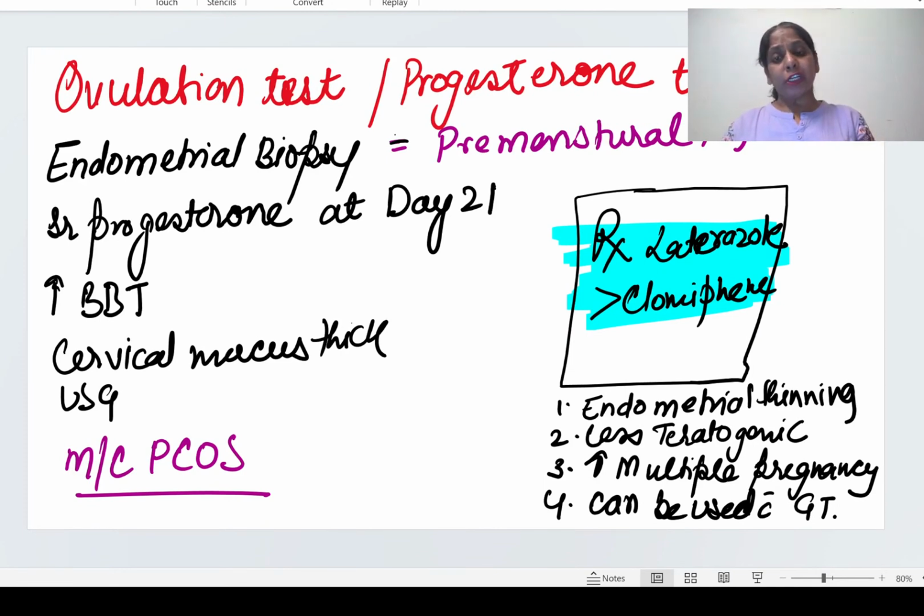So what are ovulation tests? Ovulation tests are nothing but progesterone tests in the luteal phase, not in the follicular phase. That you all know. Now, what is the best test?